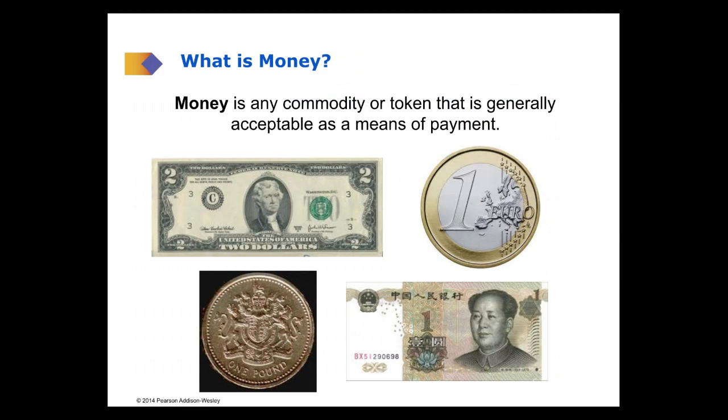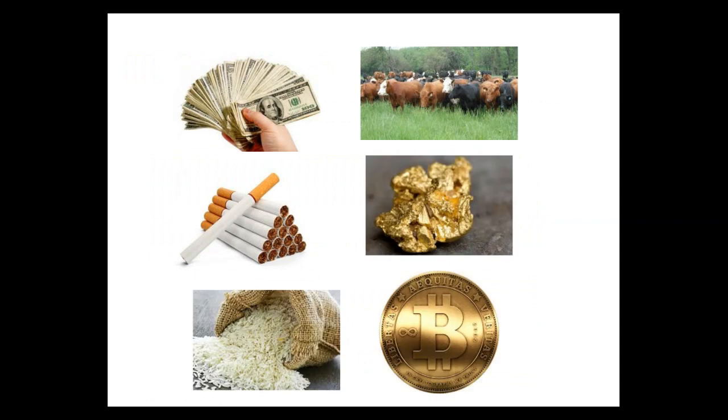So first is the question, what is money? Money is any commodity or token that's generally acceptable as a means of payment. So in fact, lots of things can be money, and everything on this page at one time or another in one place or another has been money. And so lots of different things can be money or serve as money.